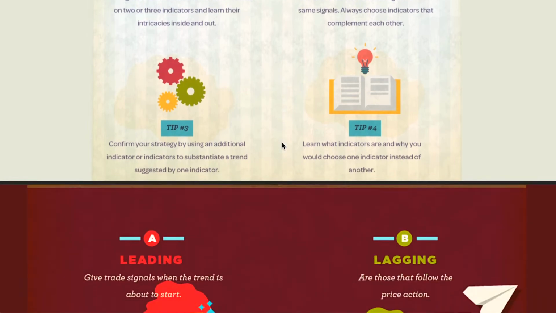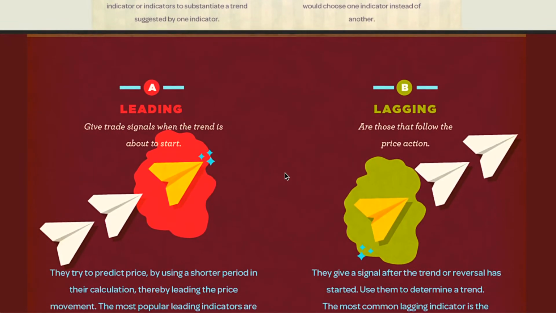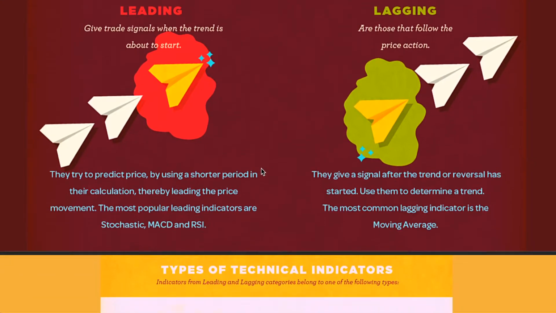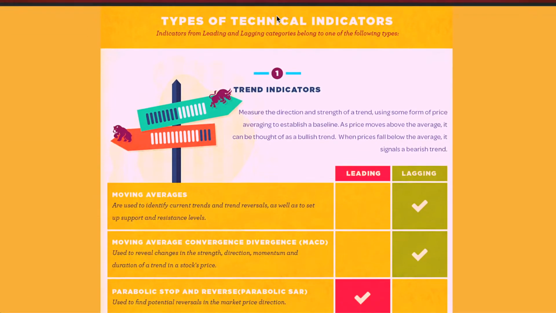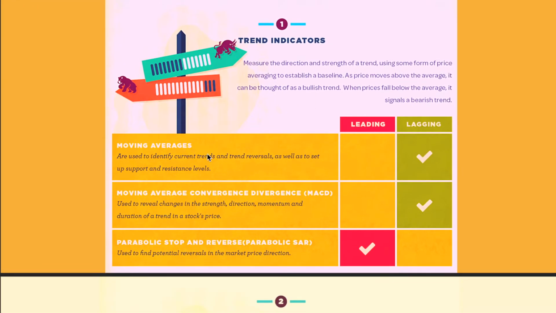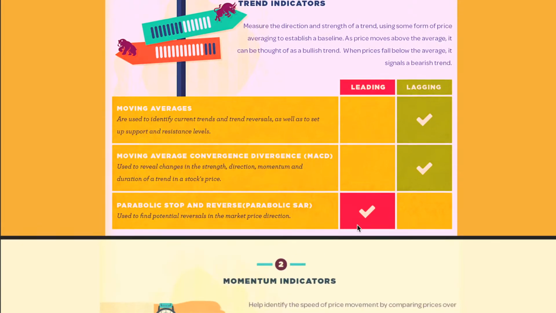So have a read through this, and I've also added what a leading indicator is and what a lagging indicator is, and you can also see the types, so they're numbered. The trend indicators, for example, are your moving average, MACD (moving average convergence divergence), parabolic stop and reverse, and the support and resistance clusters. But you can see that I've got my own custom version of this.